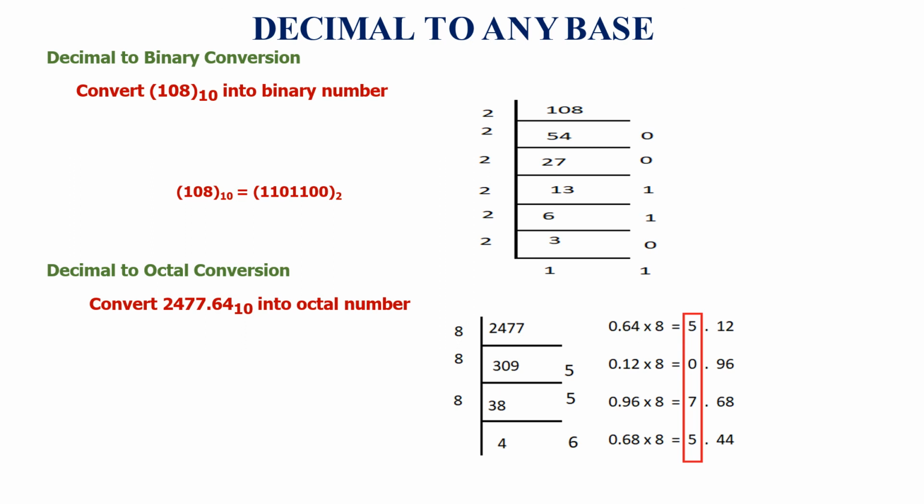For the integer part, we consider the remainders from left to right. For the fractional part, we consider the integer value alone, and we consider it only from top to bottom. Please remember. So what's the final answer? 4, 6, 5, 5 point 5, 0, 7, 5 with the base 8. Likewise, we can convert decimal to octal.